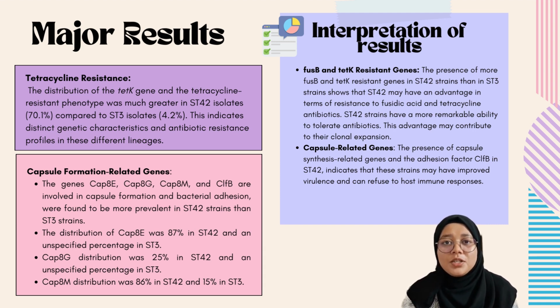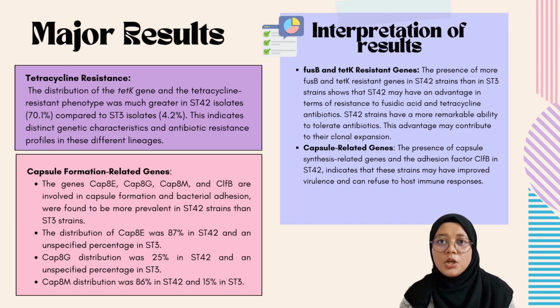For the interpretation of result, the combination of multiple drug-resistant genes, the presence of capsule-related genes, and the virulence factors in ST42 of Staphylococcus haemolyticus strains likely contribute to their successful clonal spreading in Taiwan. These factors enable ST42 to survive in challenging environments, including exposure to antibiotics and interaction with the host immune system.